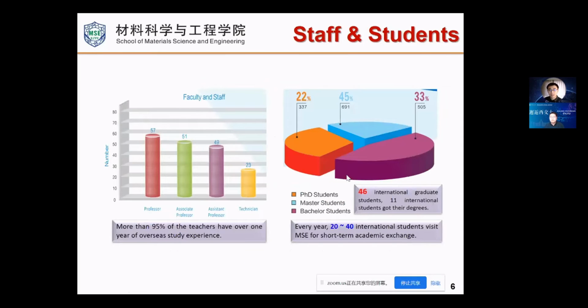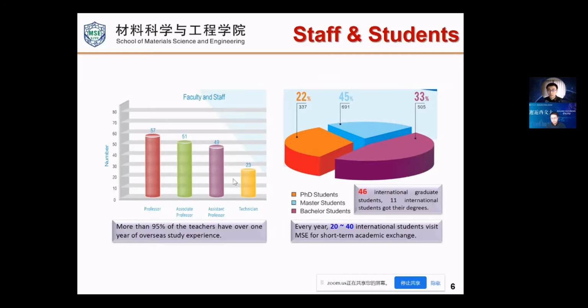This slide shows the information about staff and students in our school. The left figure shows the faculty and staff. You can see that we have almost 200 staff, including 57 professors, 51 associate professors, 49 assistant professors, and 23 technicians. Among them, more than 95% of teachers have over 1 year of overseas study experience. And as for students, 22% are PhD students, 45% are master's students, and the bachelor's students occupy about 1/3.